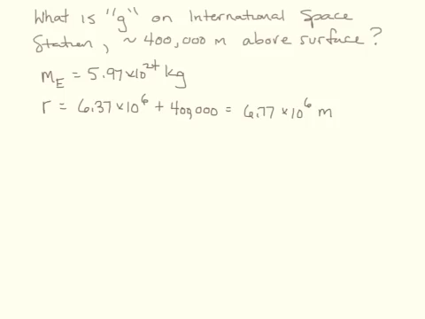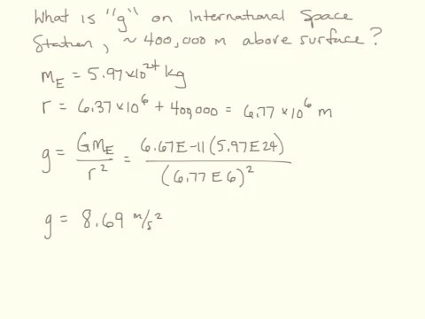So when we do that, first of all, the mass of the Earth is 5.97 times 10 to the 24th kilograms. And then for our radius, now we have to use the distance from the space station to the center of the Earth. So it's actually going to be the radius of the Earth plus the altitude, the distance above the surface of the Earth. So when we add those together, we get 6.77 times 10 to the 6th meters. So let's plug that into our equation and figure out our value of g.